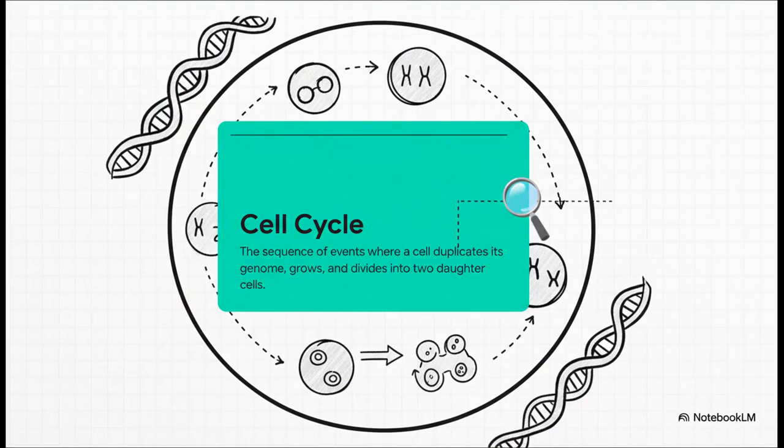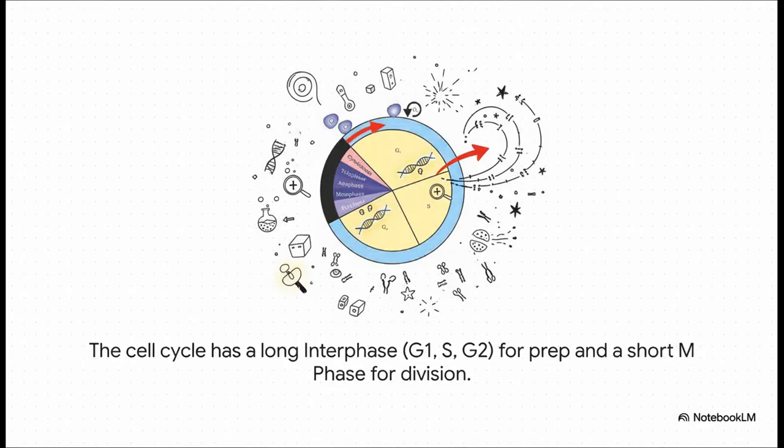First things first, we must understand what the cell cycle is. You can think of it as the cell's personal instruction manual for division. It's the recipe it follows to make new cells. Now, what's really interesting here is that the cell spends over 95% of its time just getting ready. This long preparation stage is called interphase. And within that, the S phase is absolutely crucial, because that's when it doubles all of its DNA. Only after all that preparation does it enter the short M phase to actually divide.